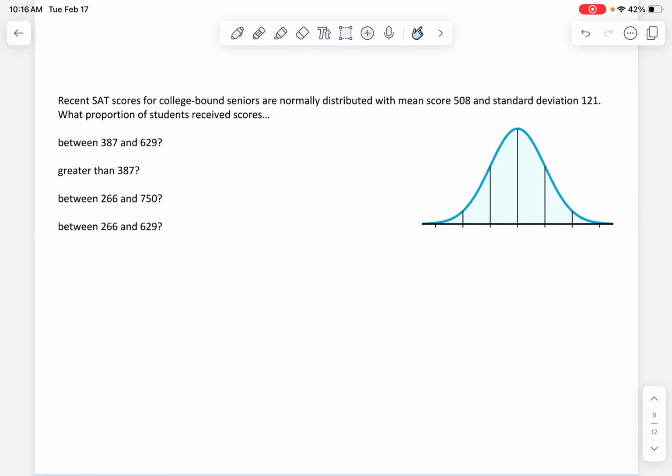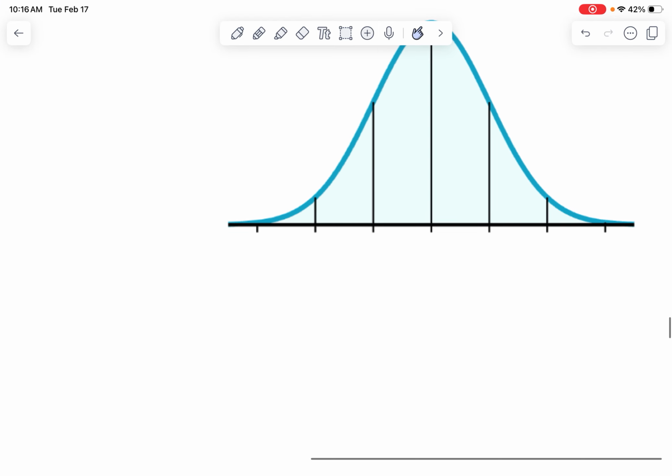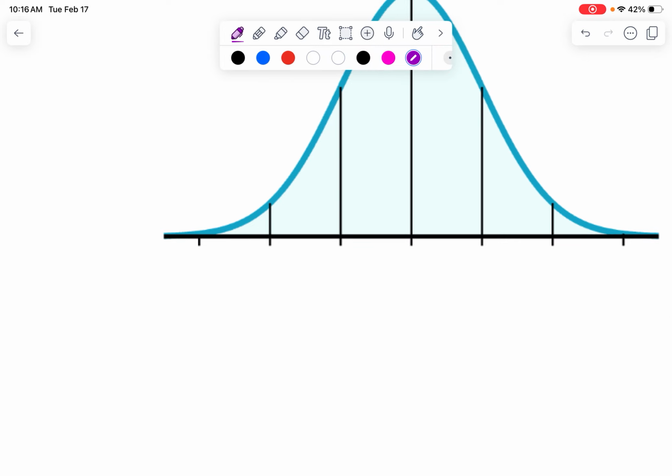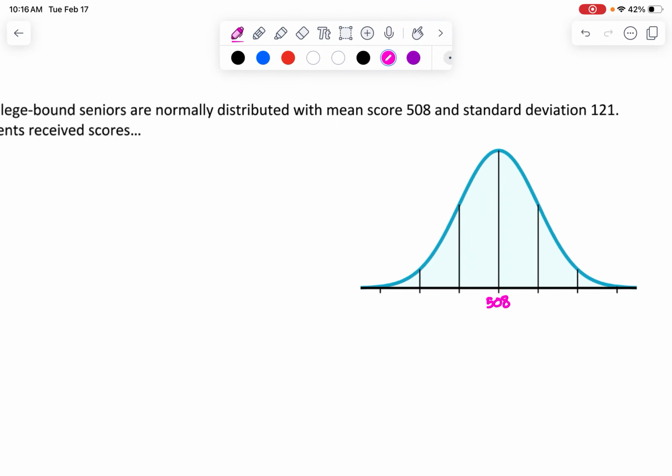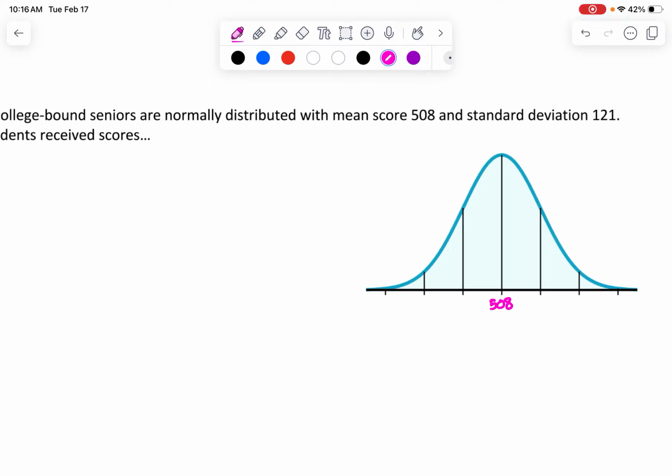Okay, so in this particular case, it's some information about recent SAT scores for college-bound seniors. They are normally distributed with a mean of 508. So I'm going to put that right here. This is 508. Okay, so that's right in the middle. Standard deviation of 121. Okay, so that means each section goes up by 121 or down by 121.